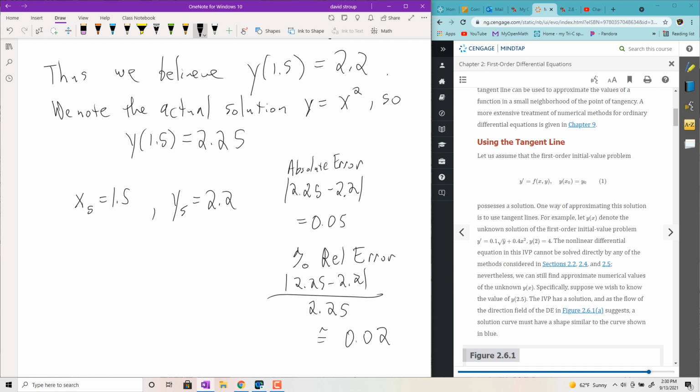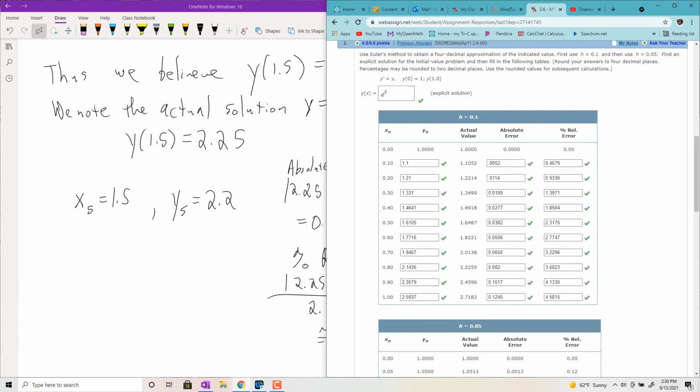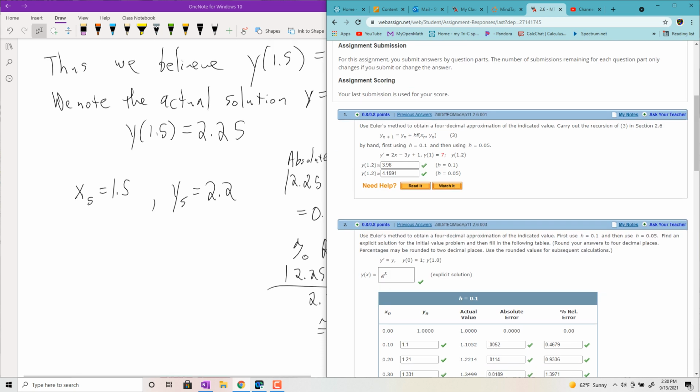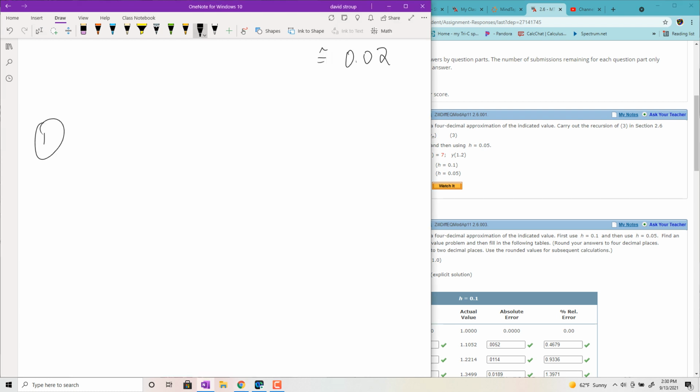If they want it as a percent, so it's 2%. Okay. Let's look at one of the homework problems here then. You probably don't want to do too many of these by hand. I mean, you can, but it can get annoying after a while. You just try a couple by hand and then go to a computer to do it for you.